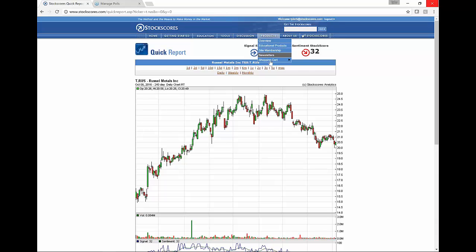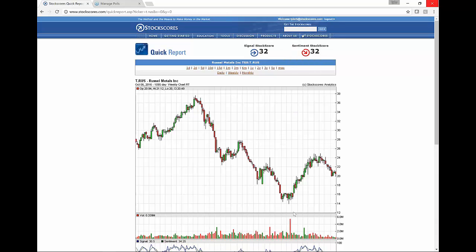Okay, this recently broke an upward trend. So on the 3-year, there was the upward trend, broke that about 8 weeks ago, now turning lower. I think you want to stay out of this one. Look at the sentiment stock score, 32.